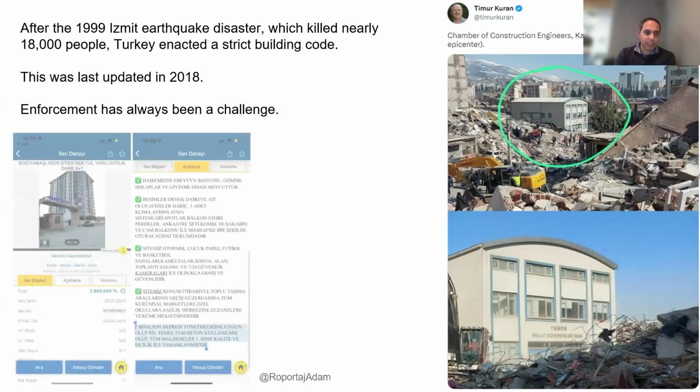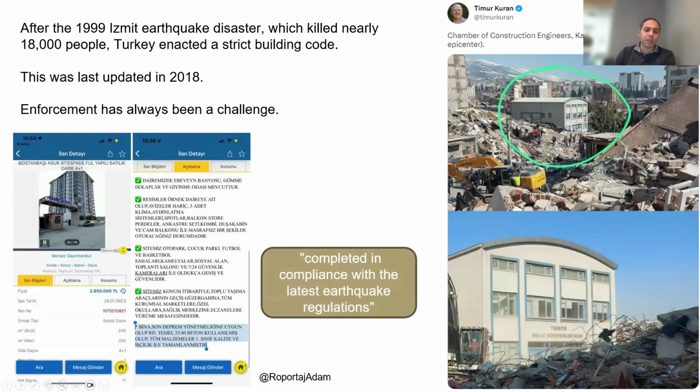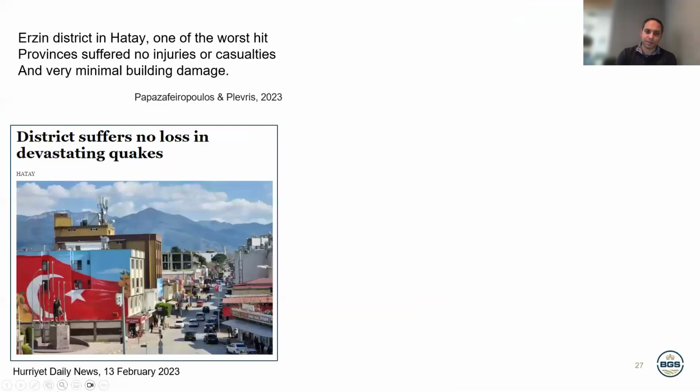And this is again a problem all over the world. Here's a sales document for one of these big tower blocks that collapsed in that same area. And in Turkish, in the text here, it says, completing in compliance with the latest earthquake regulations. Clearly it wasn't because it collapsed, and the building contractors are in jail because they didn't follow the rules. But what if people did follow the rules?